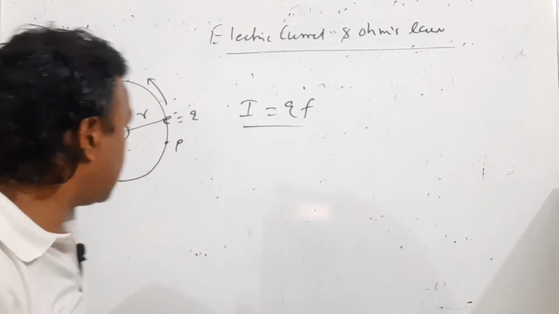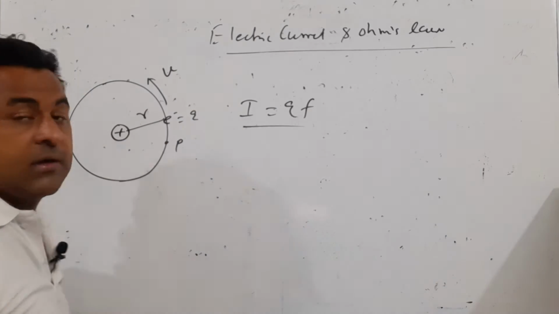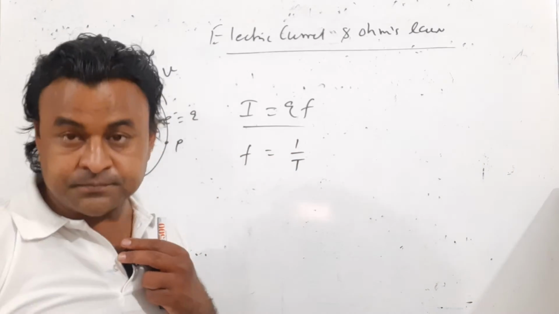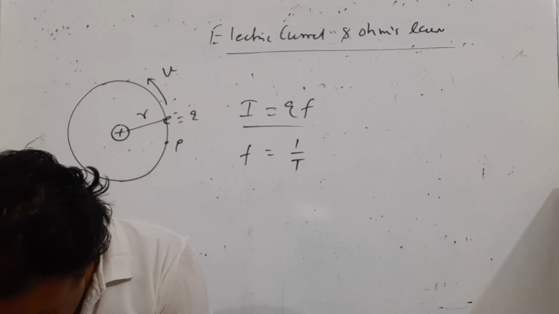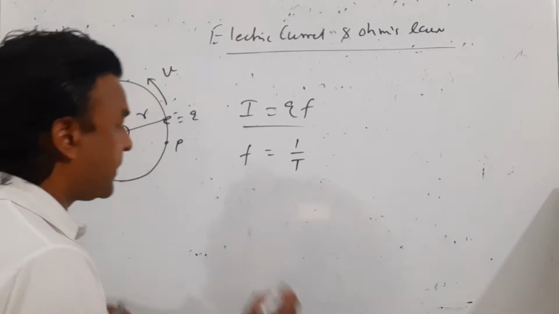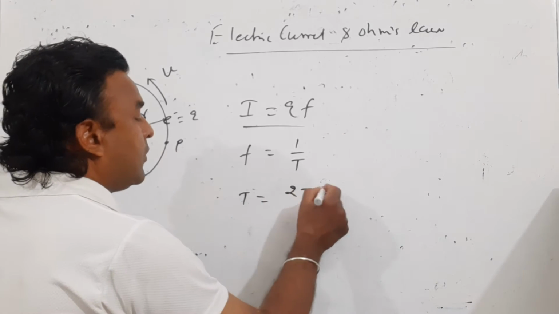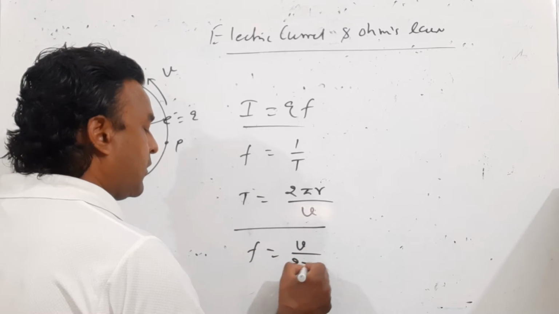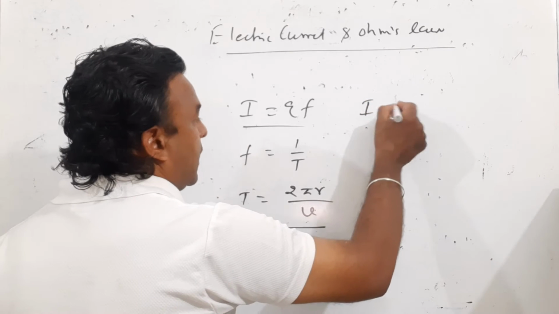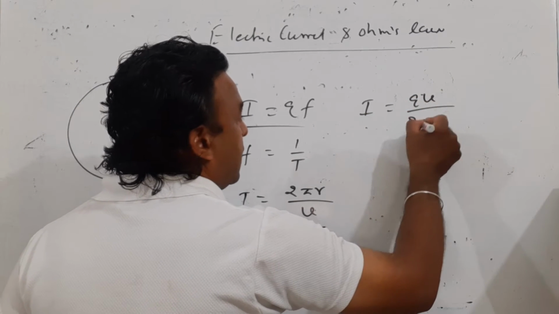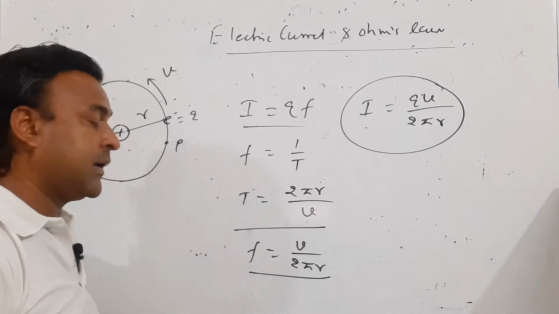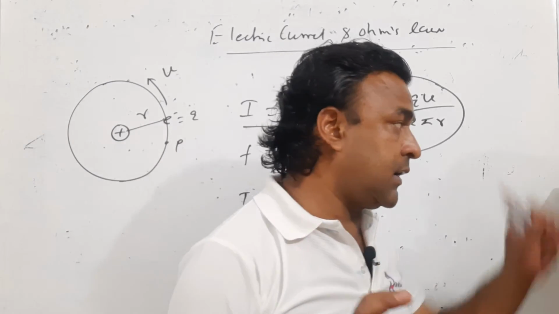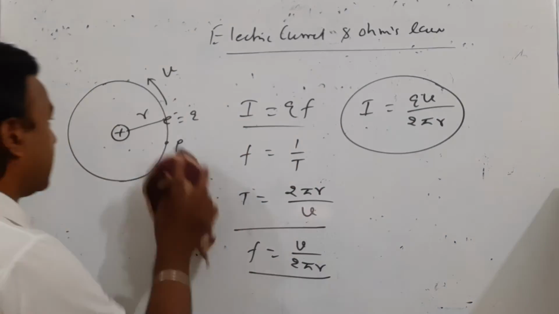That's all. So in the case of chemistry, you can calculate the velocity also. Frequency is 1 upon time period, and time period is 2 pi r upon v. So frequency becomes v upon 2 pi r, and I equals qv upon 2 pi r. In this way, we can calculate the current in the case of atoms, the current formed by the revolving electrons.